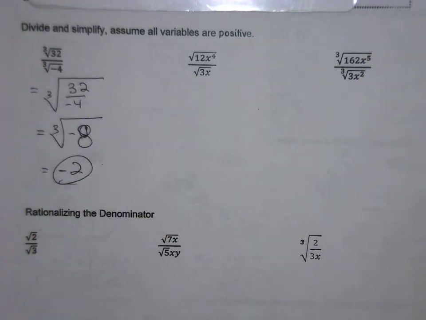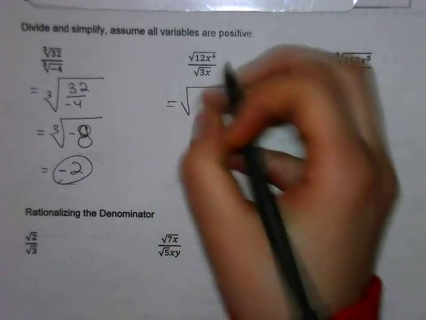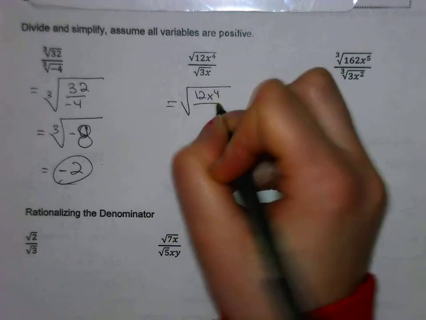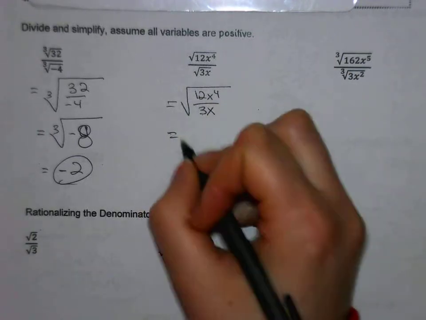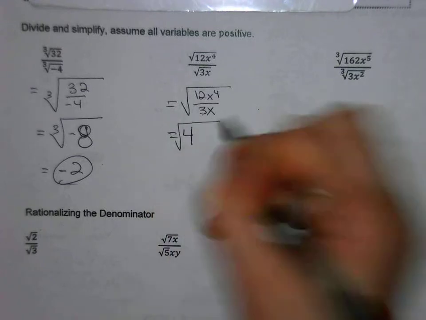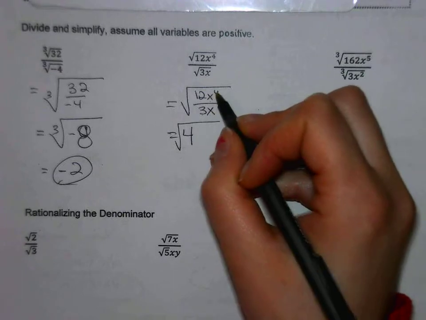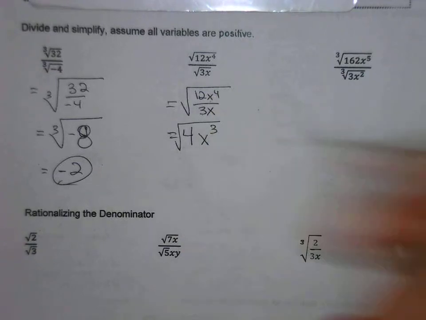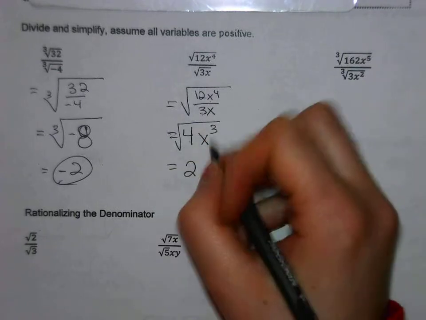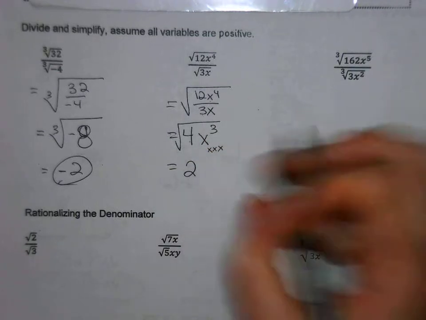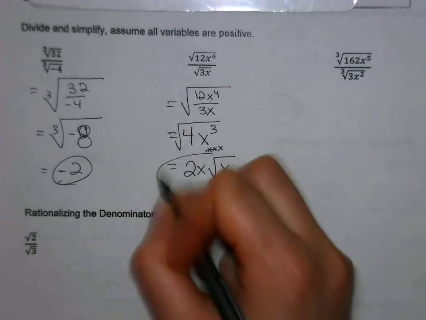And we're done. So then the next example, we have the square root of 12x to the 4th being divided by 3x. 12 divided by 3 is 4. X to the 4th divided by x means we are subtracting, so we take 4 minus 1, so we're left with x to the 3rd. And we know the square root of 4 is 2. Here we have 3 x's, so we can pull out one group of x's, and we're left over with 1.